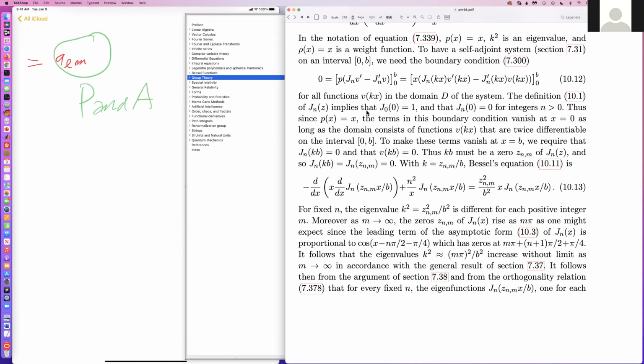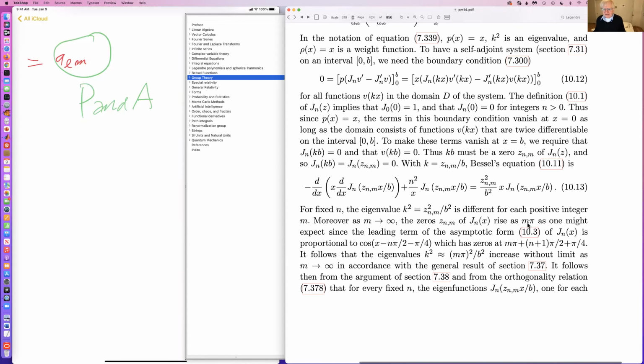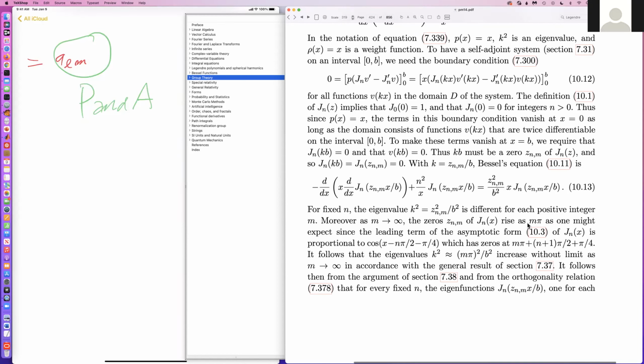Then Bessel's equation takes this form. And now p is still x. We've got an eigenvalue that looks like this, and that's the eigenvalue that we call k squared. And it's different for each positive integer m. And as m goes to infinity, the zeros rise as m pi. And that gives us completeness.